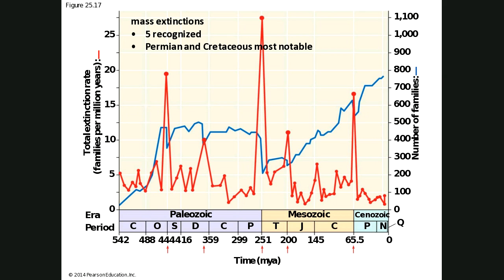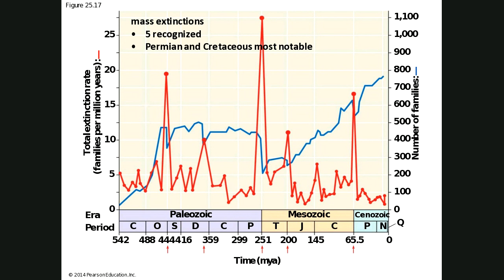But if you look at this chart, the red line is the extinction rate. The blue line is the number of families. So we've had, we got 1, 2, 3, 4, 5. They've got arrows underneath them. So we had an extinction rate way back in the Paleozoic. This one in the middle, this big one in the middle, that's the Permian extinction we're going to talk about in a second.